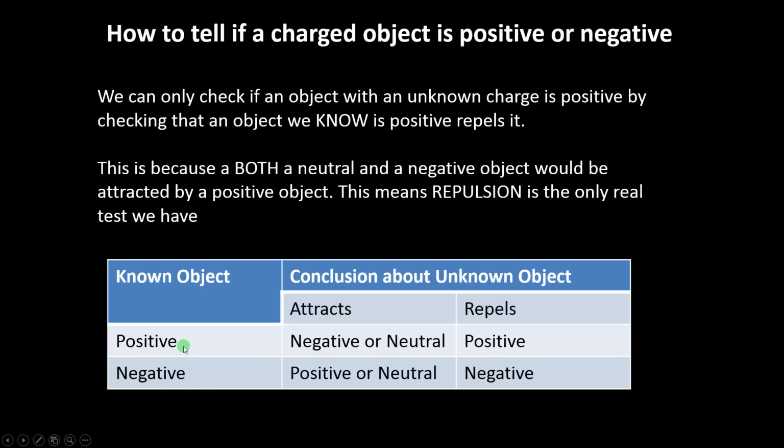But the only situation in which we bring a positive object up to another charged object and it repels is if the unknown charged object is also positive. And the same thing works for the negative. If we have the known negative object and we bring it up to our object we're trying to test and it attracts it, that means it's positive or neutral. If it repels it, it means it's negative. So if you want a definite conclusion, you have to look at the repels to see whether something's positive or negative. That's quite important.